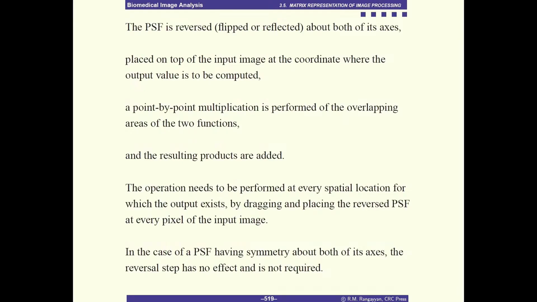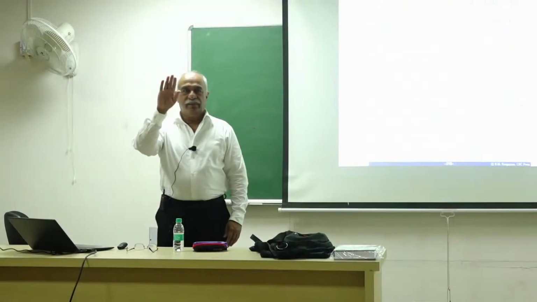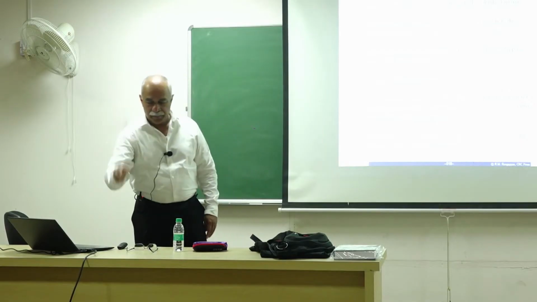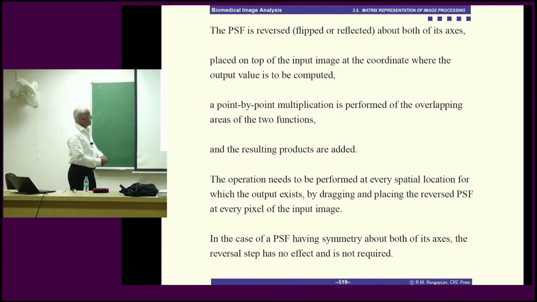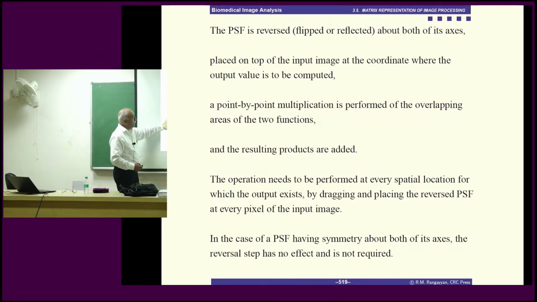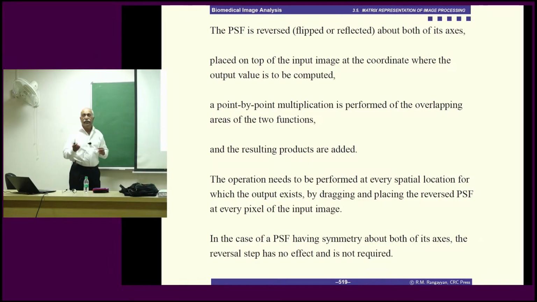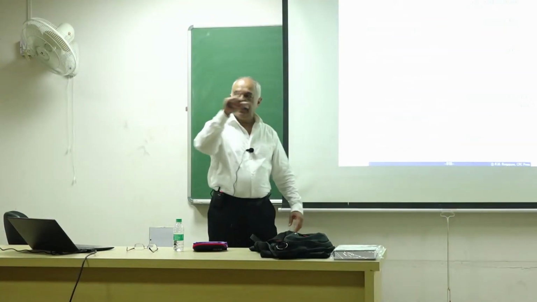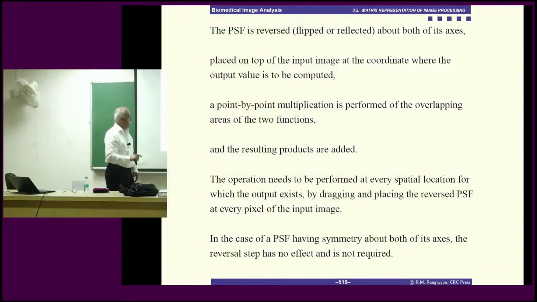So the point spread function is reversed, flipped, or reflected in both dimensions. For the signal, we just reversed in time. Now we have to reverse this way and that way. Both of its axes are placed on top of the input image at the coordinate where the output is to be computed. A point-by-point multiplication of the values will be performed and added. It needs to be performed for every spatial location for which the output exists or is required, by dragging or shifting the impulse response over the image.